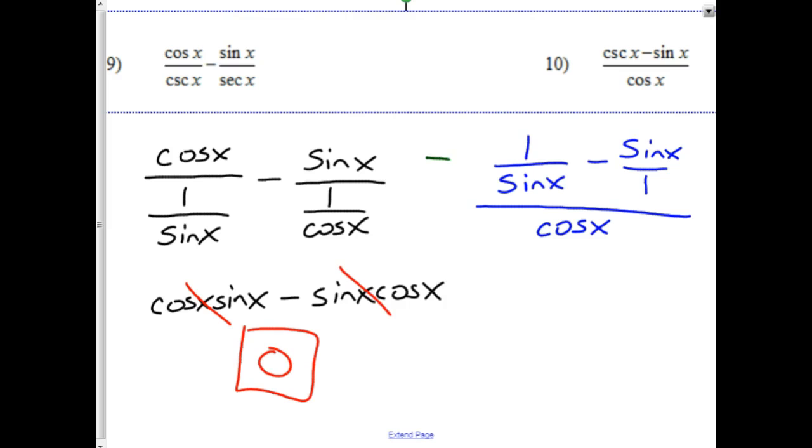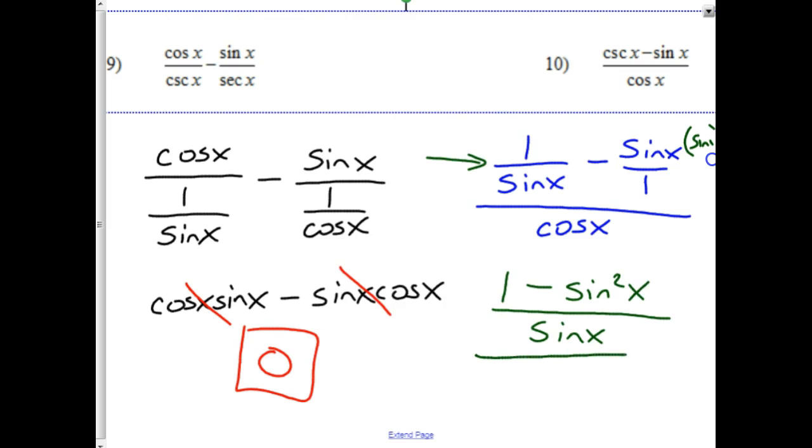Okay, first thing I need to do is mess with this numerator. I have two fractions up there, and I need to put them together. So I need to find a common denominator, which happens to be sine x. So I need to multiply this side by sine x. Didn't do anything to the first one, so it's just going to be 1 minus sine squared x, just like that. And then I still have that cosine x down here, hanging about.